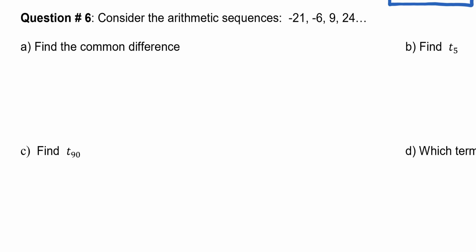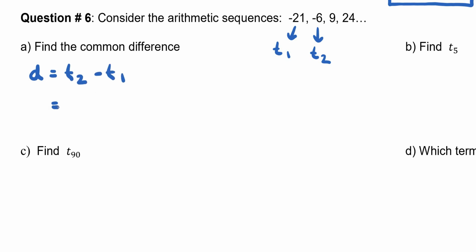This is part 2 of the homework video guide, and for question number 6 I have another arithmetic sequence. For this sequence the first term is going to be negative 21, the second term is going to be negative 6. And for part A I need to find the common difference, so the common difference can be calculated as the second term minus the first term.